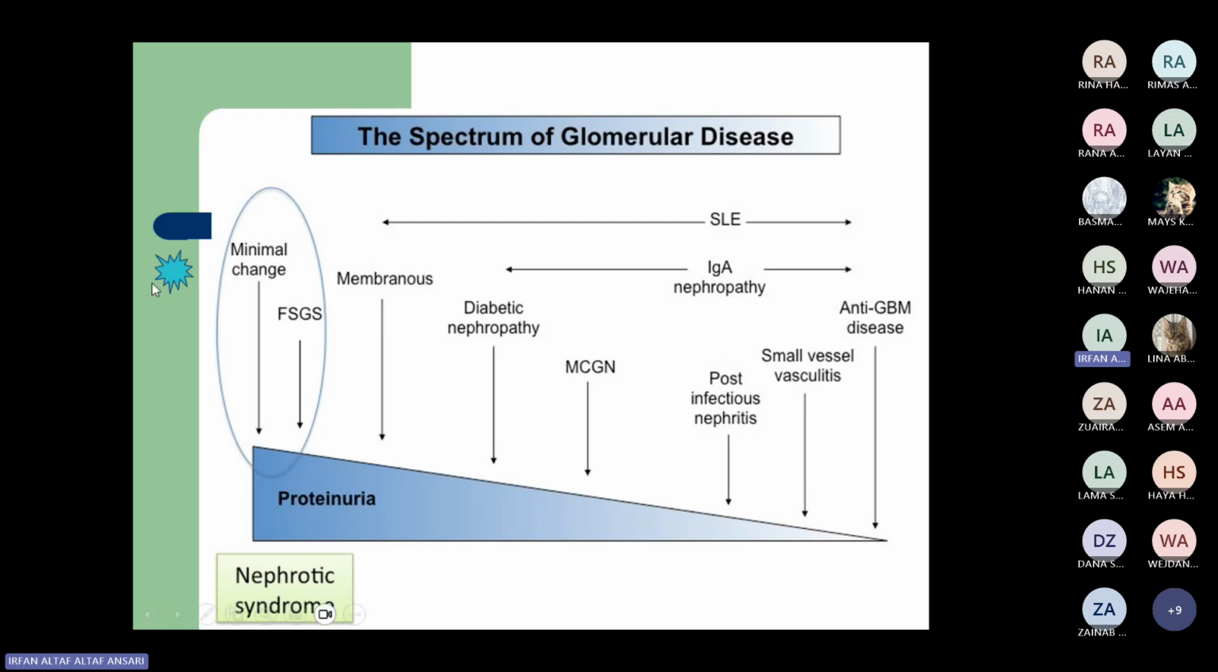You have massive proteinuria in minimal change, FSGS, and membranous. While the patient goes to this side, MPGN and post-infectious, small vessel, here you will find the nephritic range, not the nephrotic range, of proteinuria.